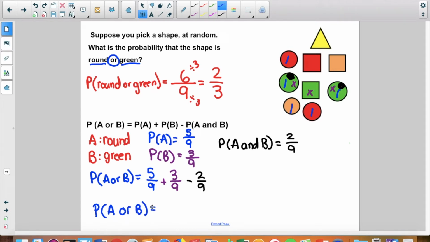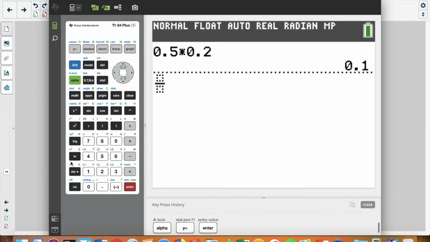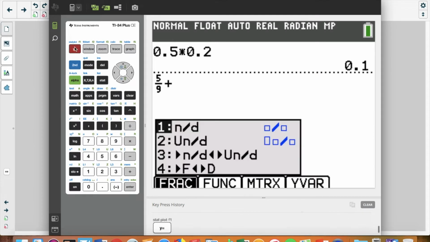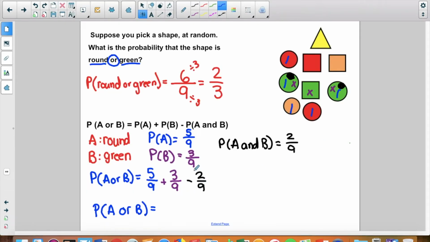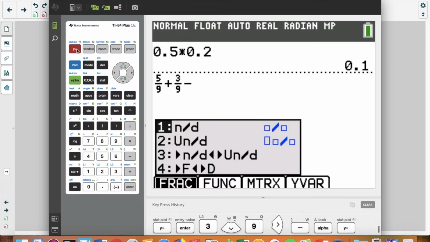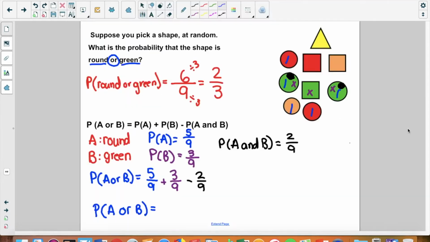So now what we're going to do is plug that whole thing into our calculators. We have the probability of A or B equals, the first fraction was 5 over 9, so 5 over 9, plus 3 over 9. So again, the probability of A or B equals 3 over 9 minus the probability of A and B, which was 2 over 9. So 2 over 9. And then we press enter, and we get 2 over 3. Notice it's exactly what we got before.